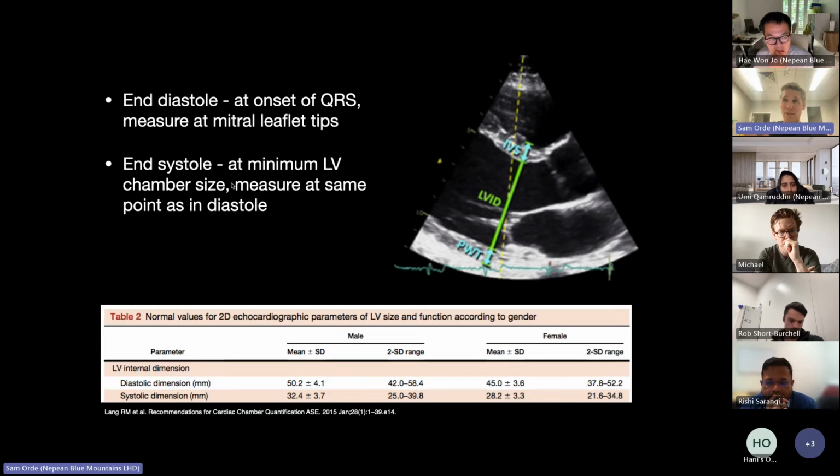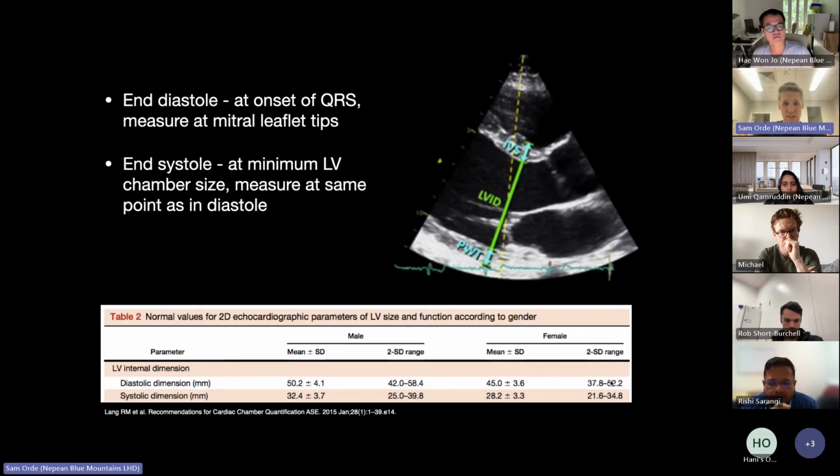And from there, particularly if you're using the LV internal diameter during diastole, you can get an estimate of what is dilated or not, right? And classically, they take the diastolic dimension, and they've got a range. Outside of that range, 58 millimeters for males, is when it starts to be dilated, 52 for females. And that's when it says it's starting to be an enlarged left ventricle.